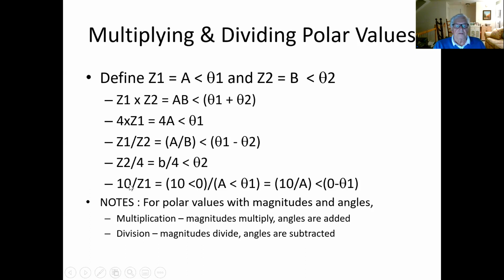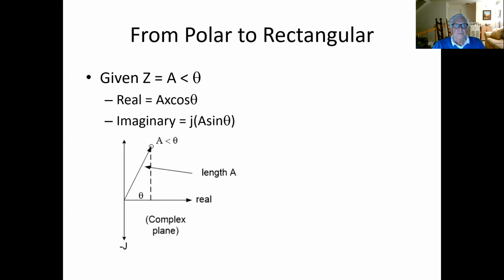But if we take 10 and divide it by a polar number, 10 has an angle of 0, and A has an angle of theta 1, so we get 10 divided by A, but the angle is going to be 0 minus whatever the angle theta 1 is. So these are the rules. From polar to rectangular, well, you know how to do that. Same as before: real is A cosine theta, and imaginary is j A sine theta.